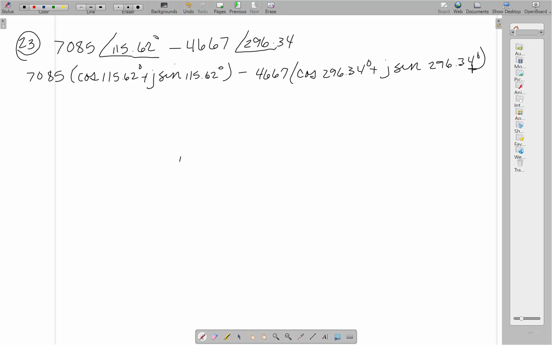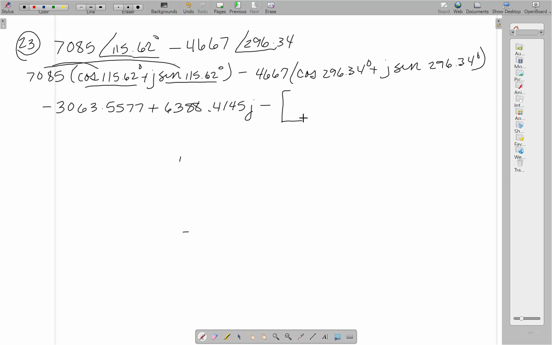Okay, so here's what we're going to do. We're going to put this in our calculator, the cosine of 115.62, and then you're going to multiply whatever you get by the 7085. I'm going to say that again, do the cosine of 115.62, then multiply it, because you have to distribute the 7,085 to it afterwards. You're going to get these values, negative 3,063.5577, plus, same thing again, do the sine of 115.62 and then multiply it by the 7,085, and you will get 6388.4145j.